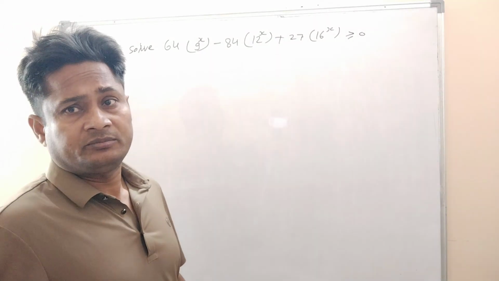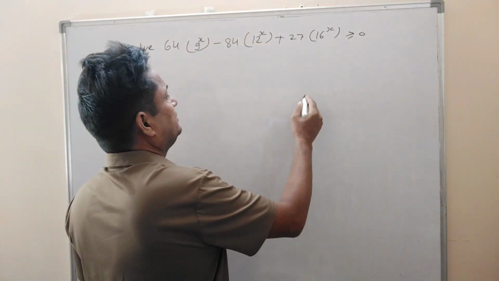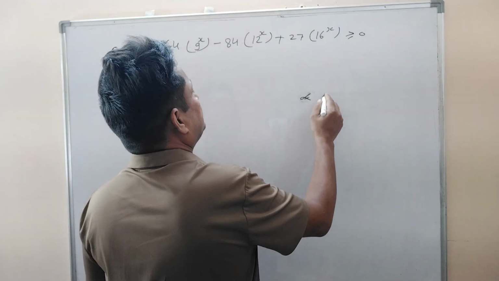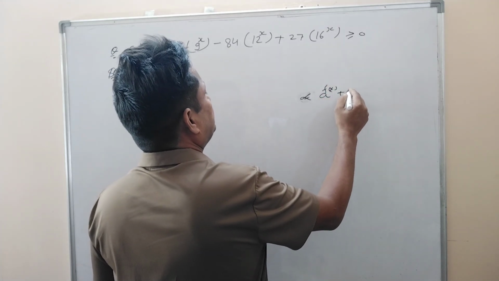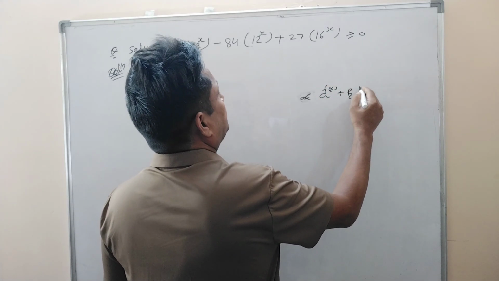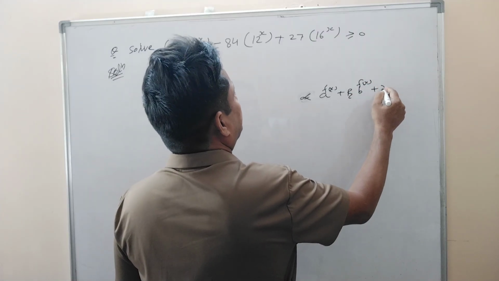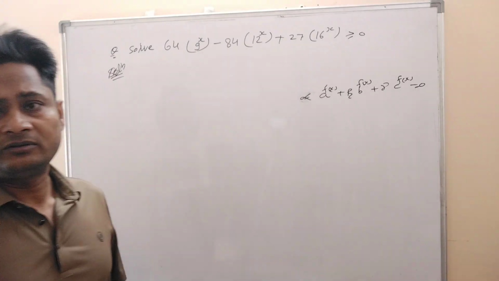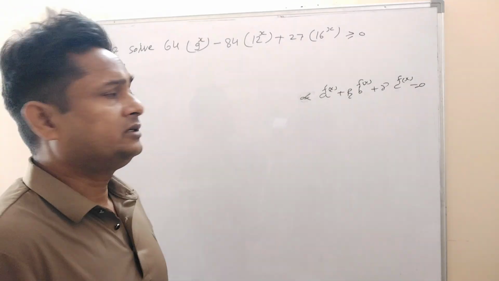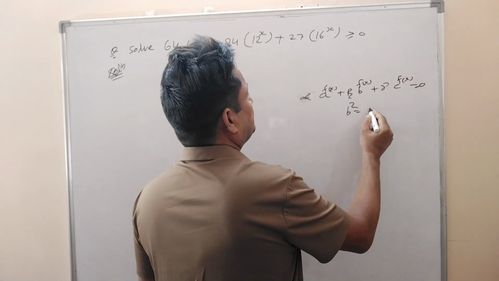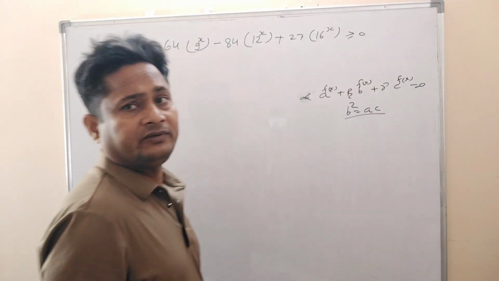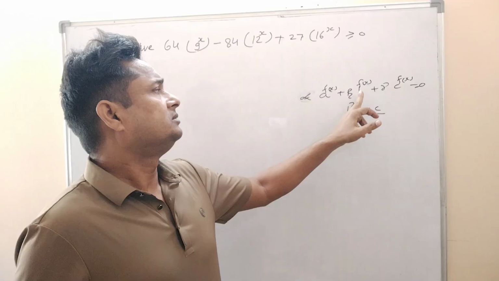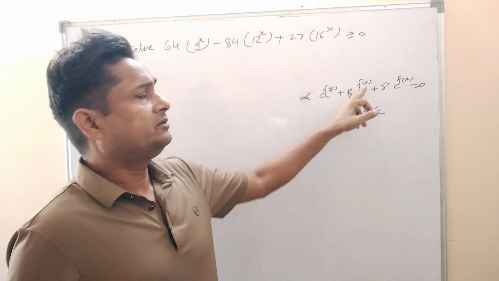I told you one property. In the equation alpha times a to the power f(x) plus beta times b to the power f(x) plus gamma times c to the power f(x) is equal to 0, if the condition b square is equal to ac is satisfied, then we divide by the term b to the power f(x).